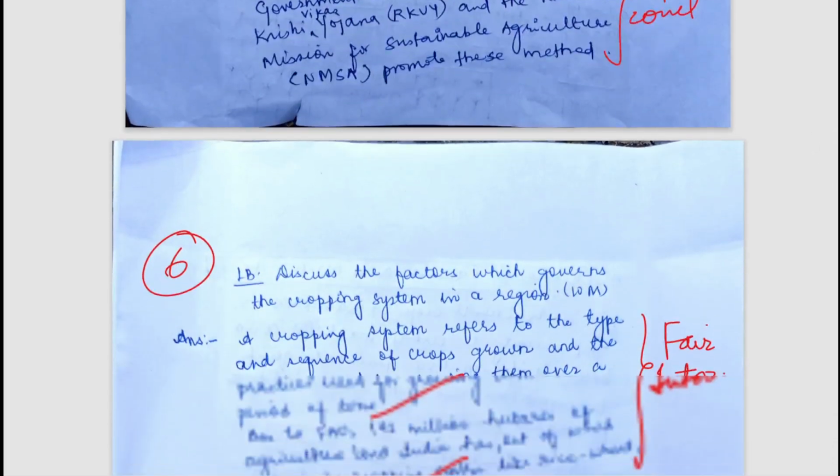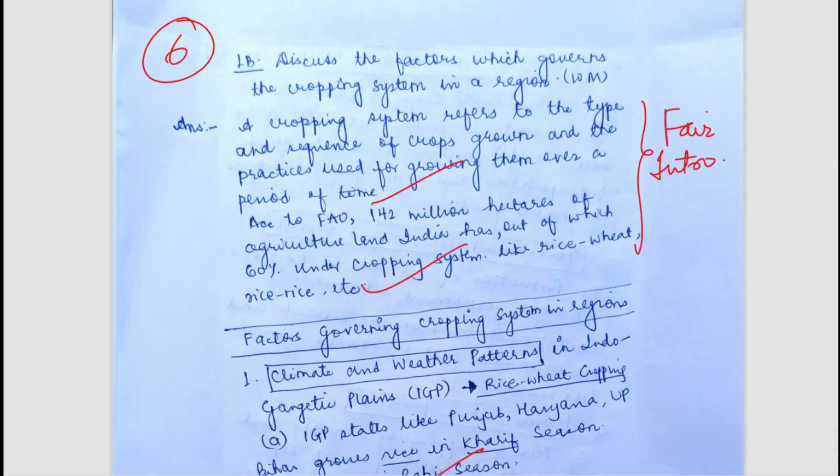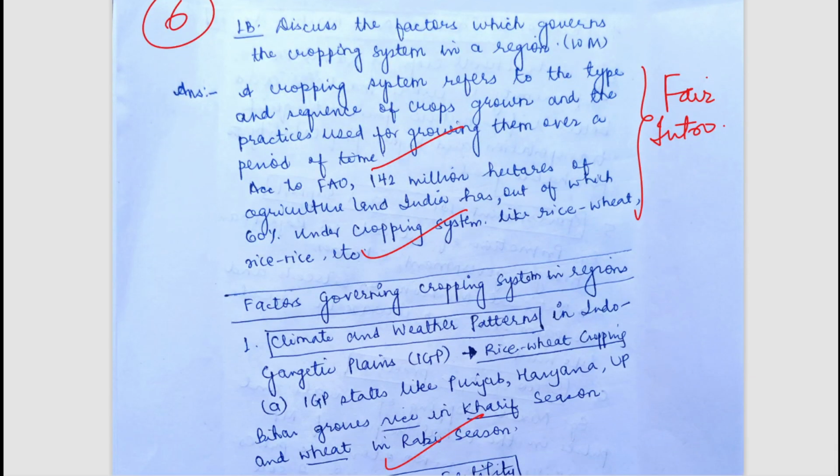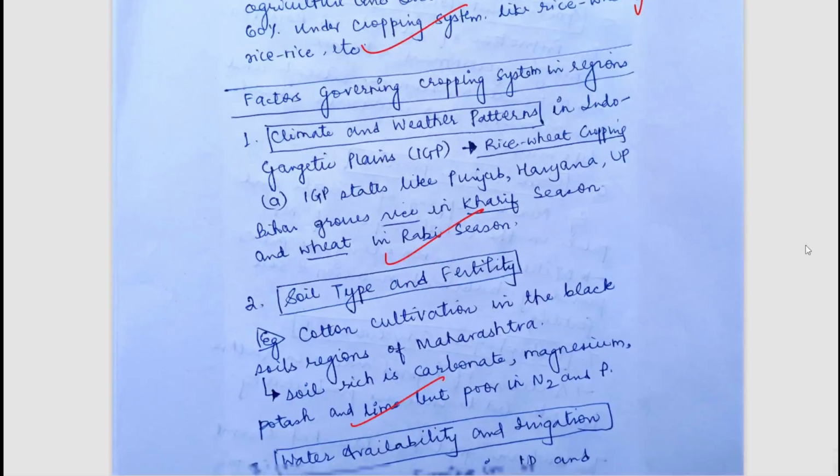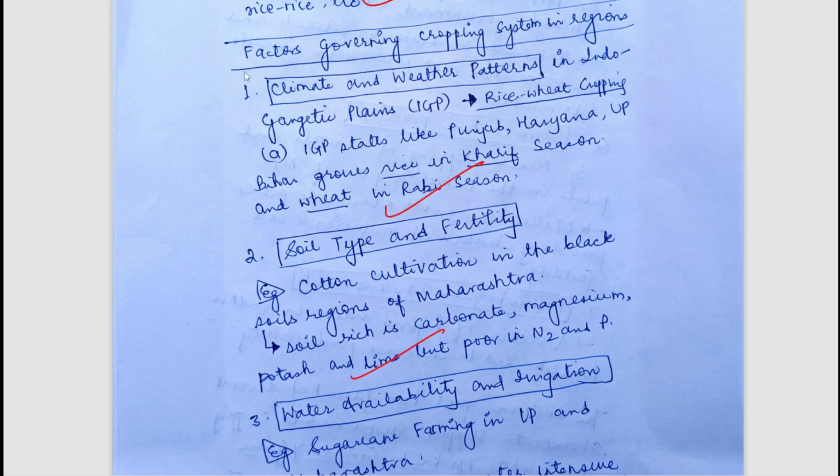The second question was, discuss the factors which govern the cropping system in a region. So what are the factors? We all know there are major factors, and we will be discussing these major factors. The first one is climate and weather patterns. You can pause the video and read the answers if you want a broad understanding.